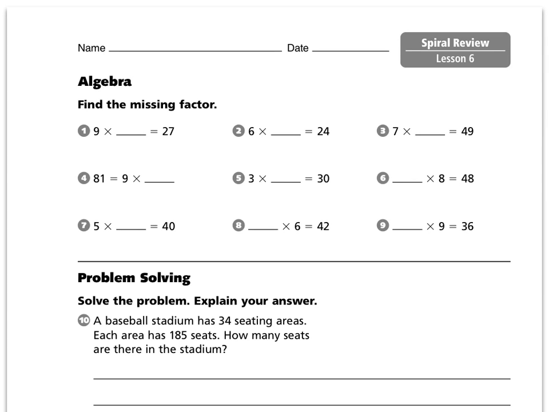Let's look at Chapter 5, Lesson 6 review. We need to find the missing factors. So if you know your fact families for multiplication and division, this section should be easy.